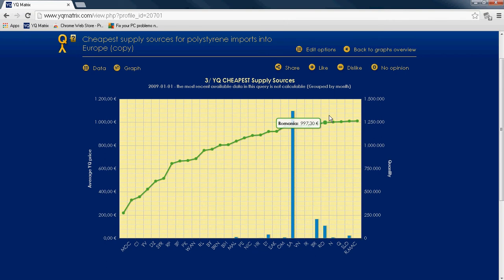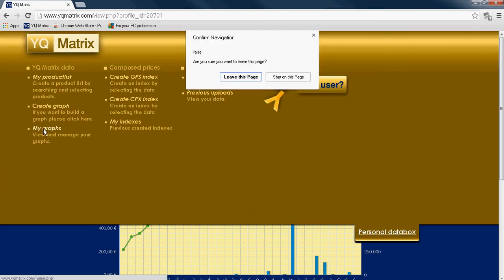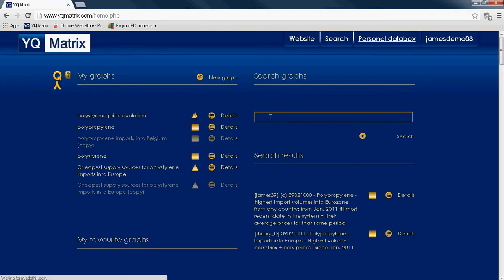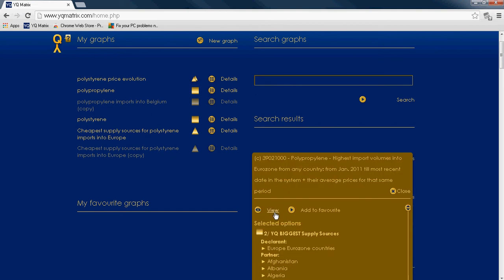Now, if you say I'm not sure I did the right graph, you can still go to my personal data box and see what the different graphs are that you already made. And you can make a search on polypropylene to see what other buyers did already on this system. And actually you'll see that James39, which is a user on the Wikiometrics, already did some work. So he might have found some interesting graphs which are useful for you, as well as Thierry Day, who made some graphs too.